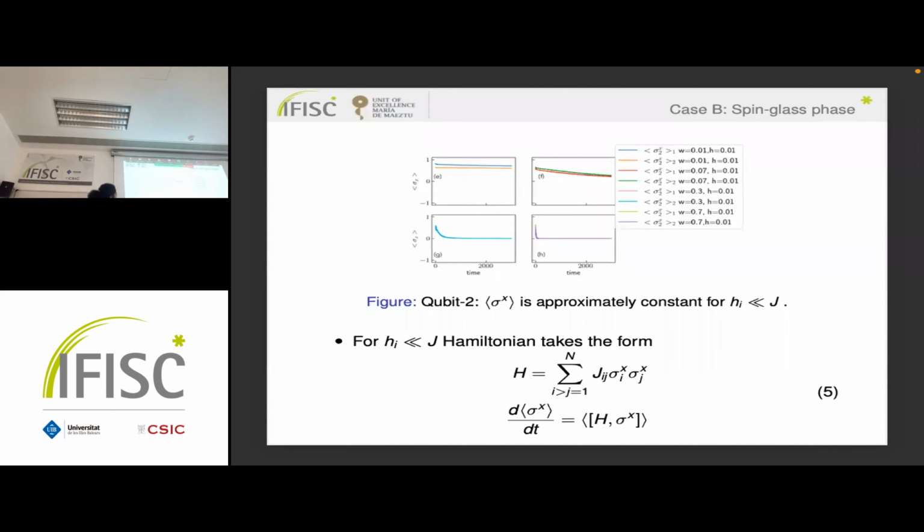And spin glass. Here we can see that when W is much, much smaller, the disorder term is much smaller than the interaction between the qubits. So we can drop the second term of the Hamiltonian. And now the Hamiltonian is commuting with sigma x, so the expectation value of sigma x is actually zero. You can see this in the first panel, where the expectation value of sigma x of qubit number 2 is barely moving from its initial state. The two lines are moving parallel. And as W is increasing, we can see some dynamics in the figure.